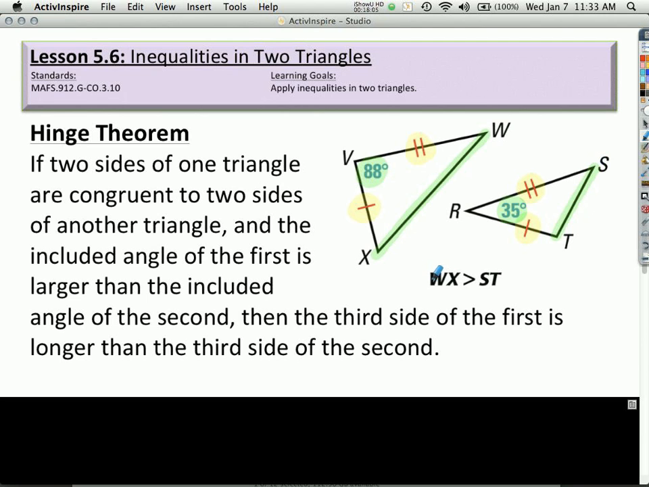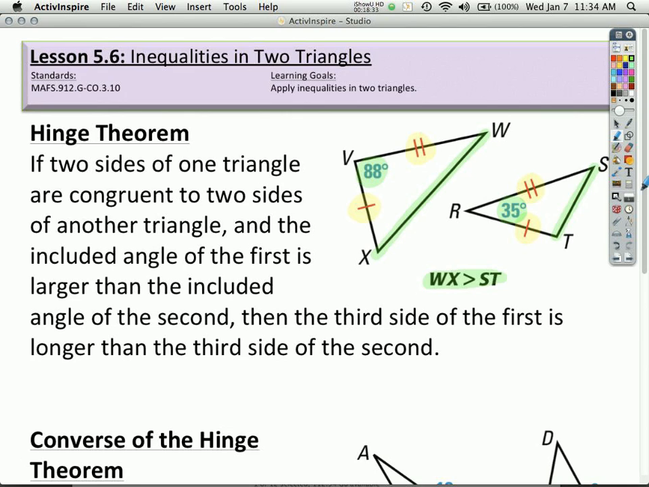So you can see in this statement, WX is greater than ST. Notice that there's no bar over it because we're talking about values, we're talking about distances. So WX is greater than ST because this angle is greater than that one, and these are congruent. That is the hinge theorem. Anyone have any questions about that?